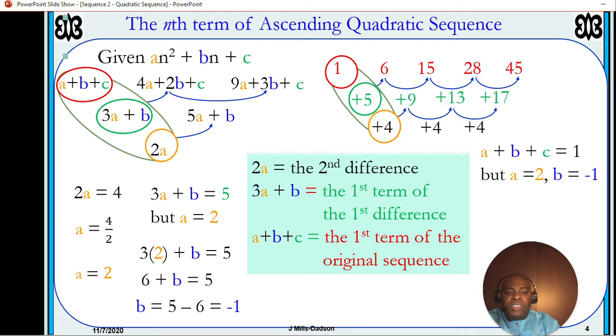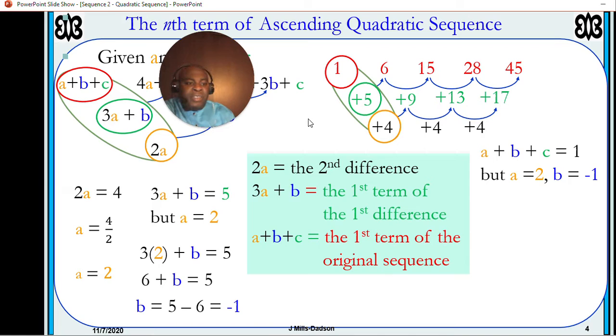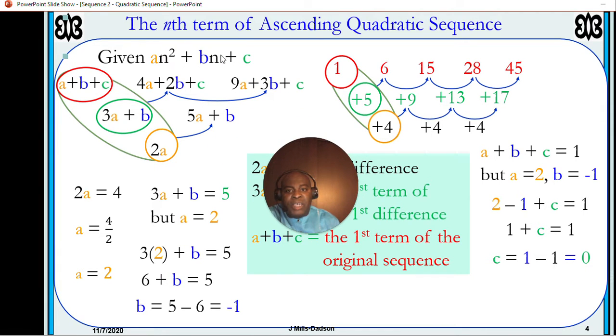Last equation to set up is a plus b plus c equals 1. But a is 2, b is negative 1. Substitute them into the equation. We have 2 minus 1 plus c equals 1. 1 plus c equals 1, and c is equal to 0. So given the formula an squared plus bn plus c, a is 2, b is negative 1, and c is 0, we're going to get a formula of 2n squared minus 1.